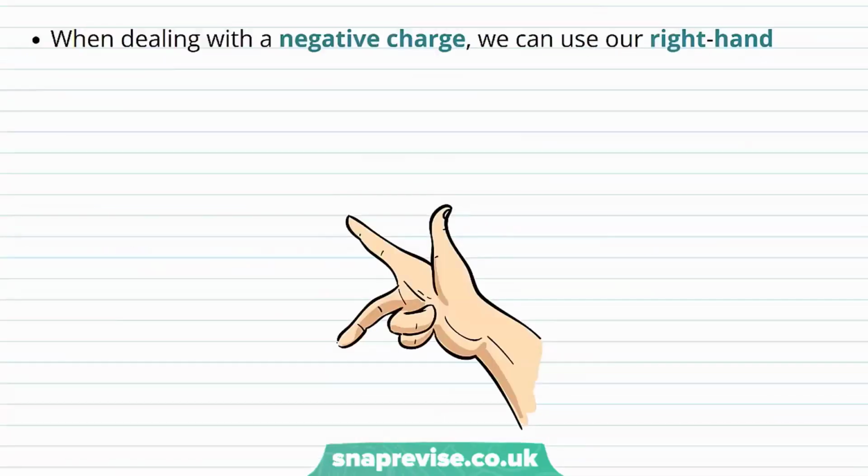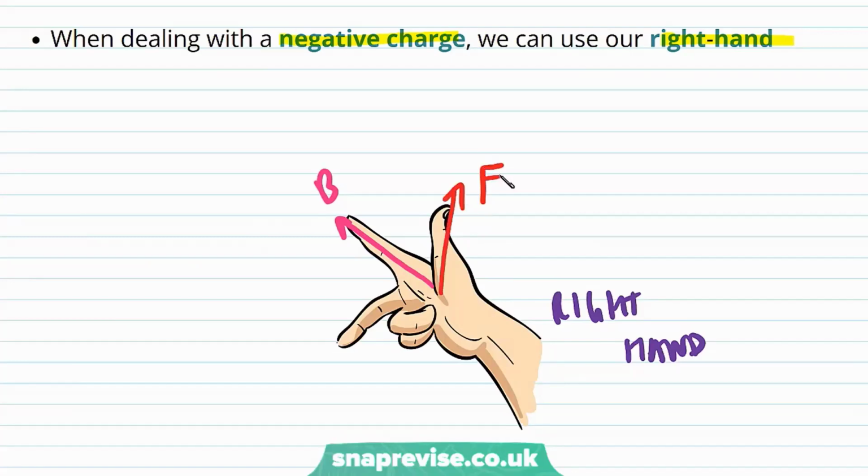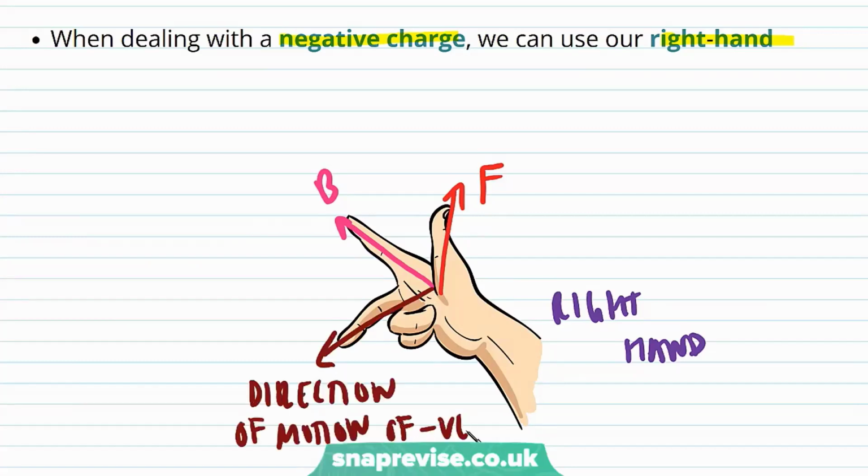When dealing with a negative charge, we can use our right hand. So this time, if we use our right hand, the first finger is still going to point in the direction of the magnetic field, and the thumb is going to point in the same direction as the force. But this time, the second finger is going to point in the direction of motion of a negative charge. We can never use our right hand when we're dealing with current, only for motion of negative charges.